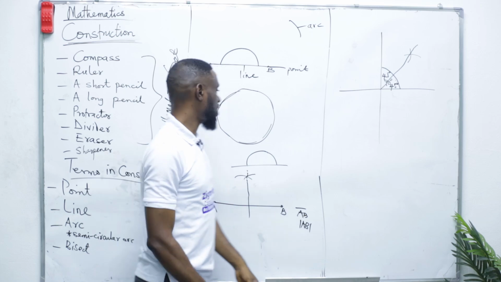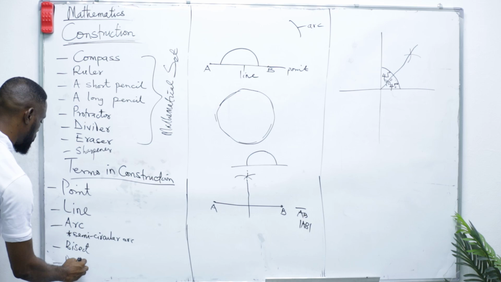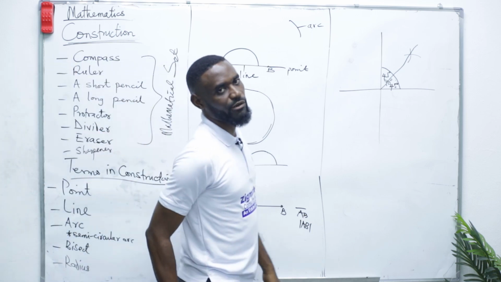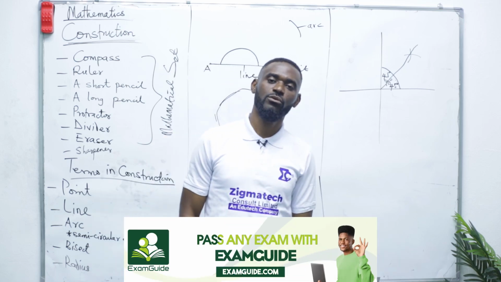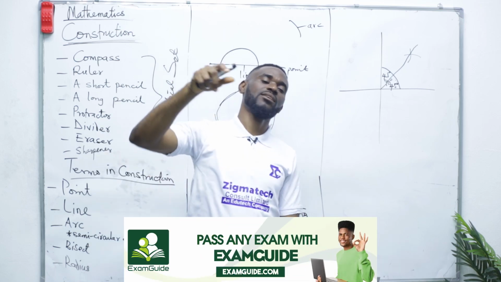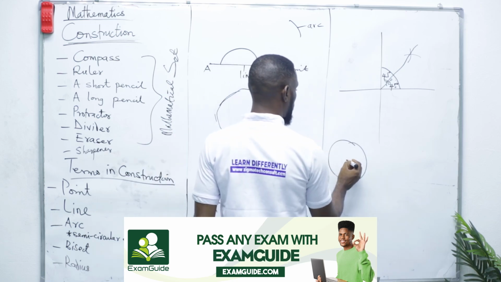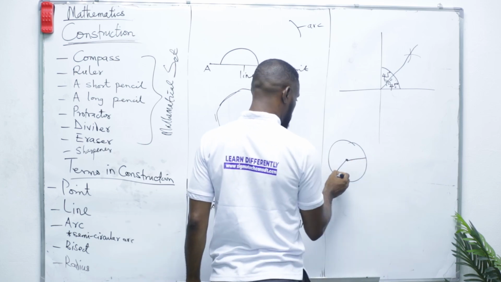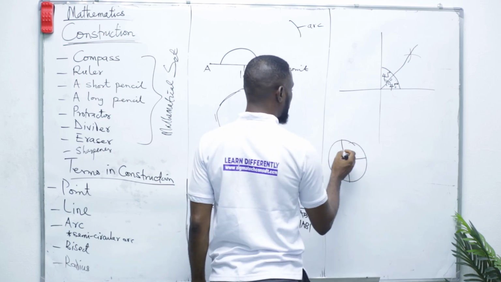Don't forget, there's also something we need to know. There's what we call radius. Radius is a line that runs from the center of a circle to the circumference of the circle. If this is a circle, any line that runs from here to any part of the circle, or let's say it runs to this part, or to this part, all these lines are called radius.